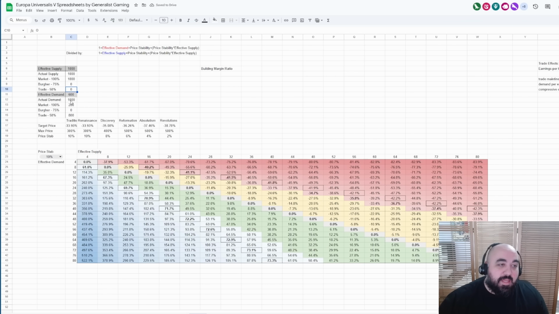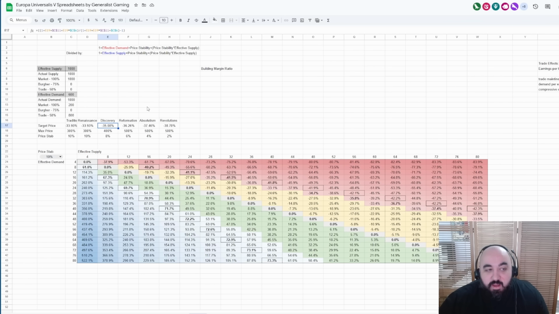So notice the actual supply and demand, both are 1,000, effective demand is 600, and with the numbers here, it's really easy to see this illustrated. Half of this trade is going to be 400. 400 plus 200 equals 600, and we see a price that is pretty close to what we were seeing in the Safala market of minus 33%.